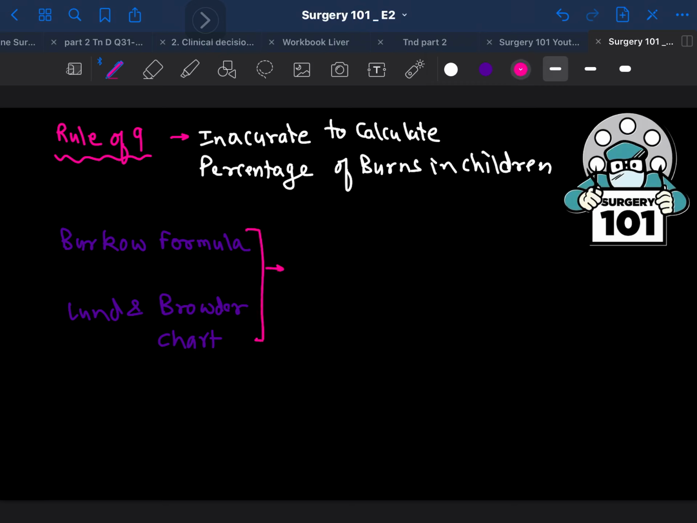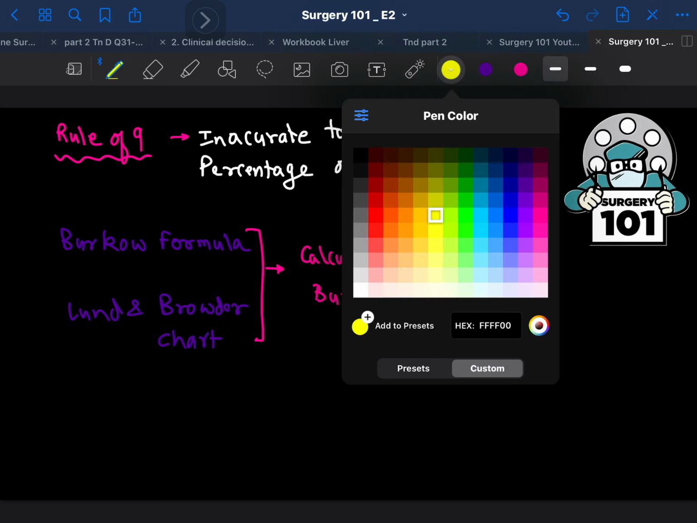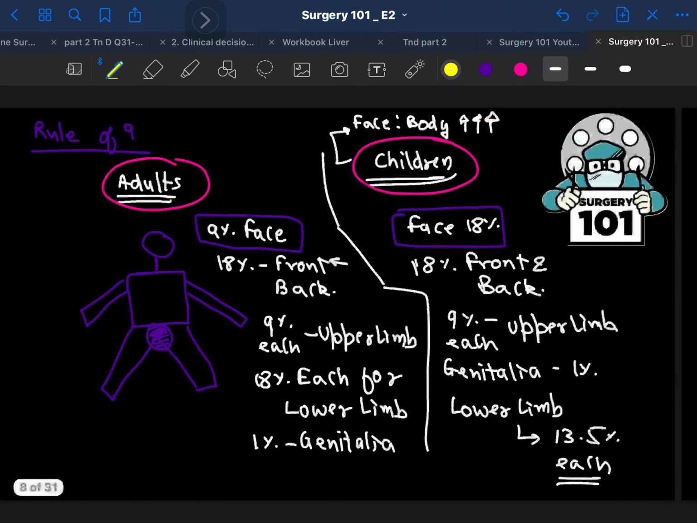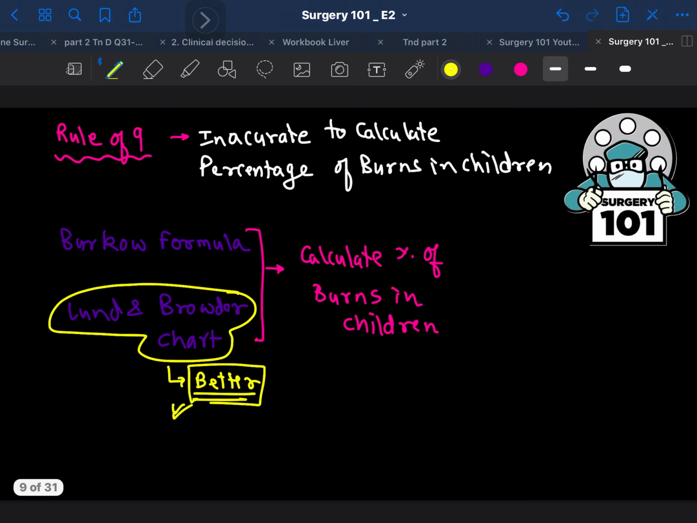These are the two things which are used to calculate percentage of burns in children. And what you need to understand, out of these two, the Lund and Broader chart is kind of better. This is better suited to calculate the percentage of burns in children. Are you able to understand this point? So this is what you need to understand regarding the Lund and Broader chart.